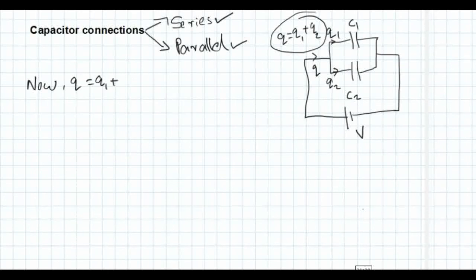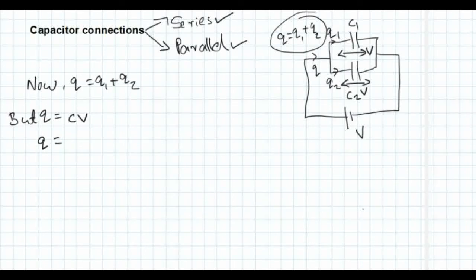Now Q is equal to Q1 plus Q2, and Q is equal to what? CV. And here you can see that both C1 and C2, or both plates of C1 and C2, are connected to the cell. Therefore, the same potential is coming across C1 and C2. Right? Therefore, the equation CV will become what?